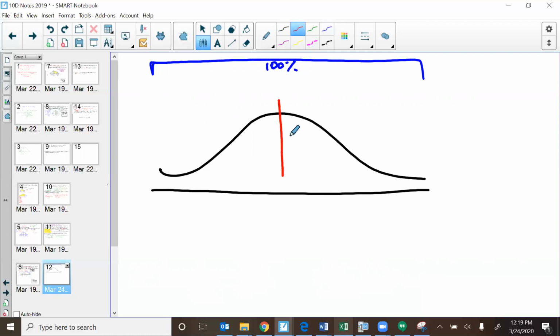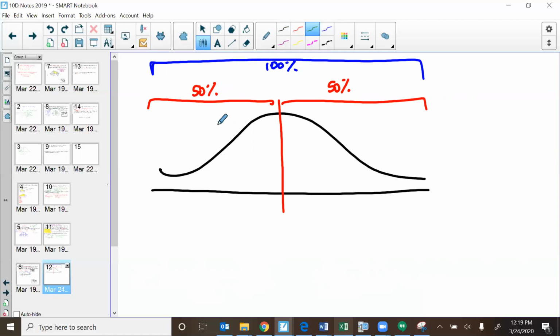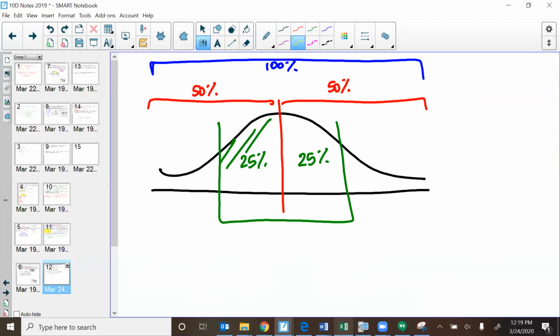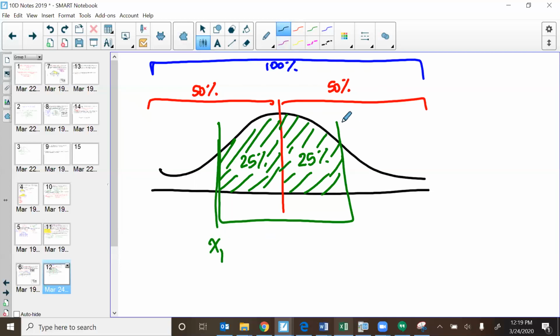And remember that this part is 50% and the other part is 50%. So if I'm talking about the middle 50%, that means 25% on this side of the mean, on the left of the mean, and 25% on the right of the mean. So that's the part that I want, the middle 50, but I'm using my Beyonce function, so I'm trying to find what is this X value and what is this X value?